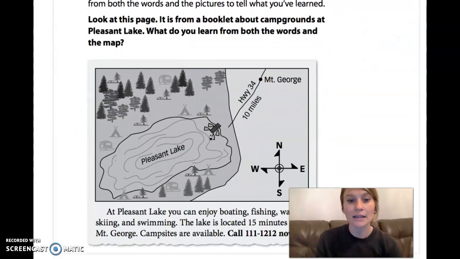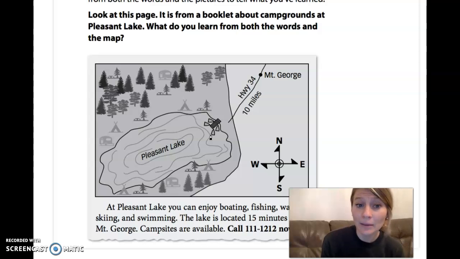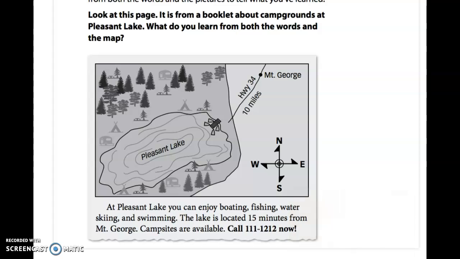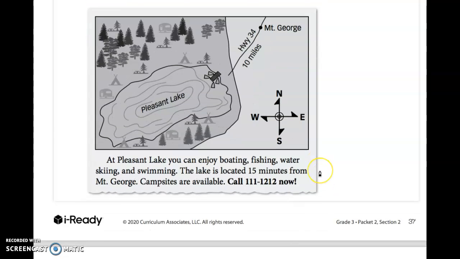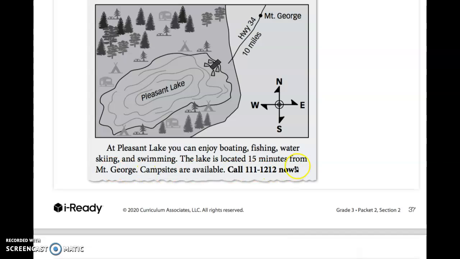So look at this page right here, okay? It's from a booklet about campgrounds at a lake called Pleasant Lake. Now I want you to think about something. What do you learn from both the words and the map? So right away, there's some words, like a caption, right underneath the map picture. Here's what it says: At Pleasant Lake, you can enjoy boating, fishing, water skiing, and swimming. The lake is located 15 minutes from Mount George. Campsites are available. Call 111-1212 now. That's what the words say.